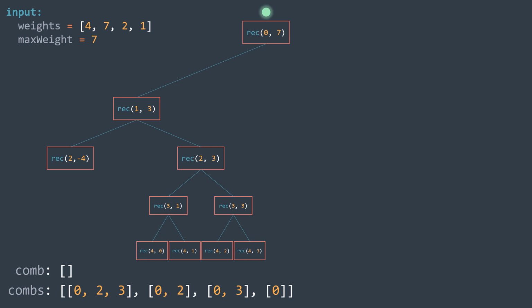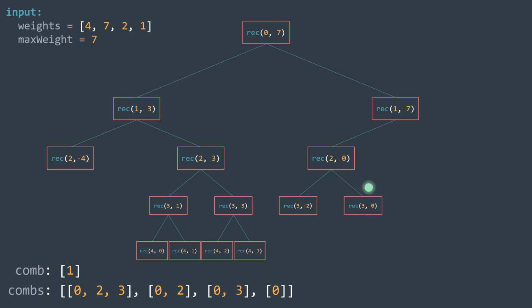Okay, let's continue. Now we don't take the item 0, so max weight remains 7 and comp remains empty. Now we take item 1, we don't forget to subtract its weight. Now we take item 2 and max weight becomes negative, so it's not a valid solution, we backtrack. Now we don't take item 2. Now if we take item 3, max weight becomes negative, so even if we reach the end of the array, we don't take the combination, because its total weight exceeds max weight, so we just backtrack.